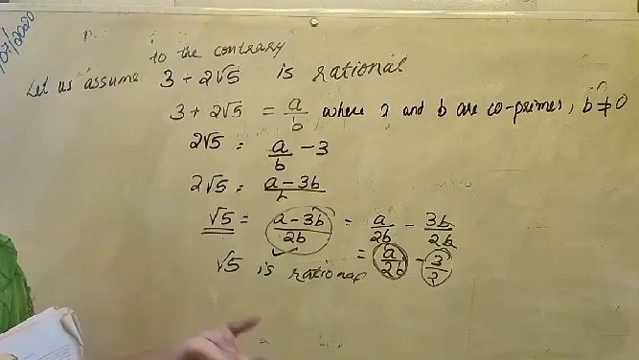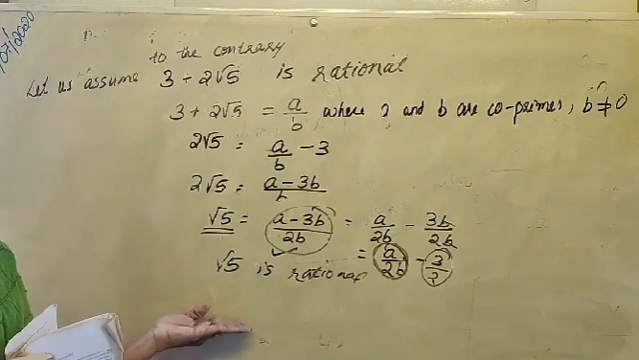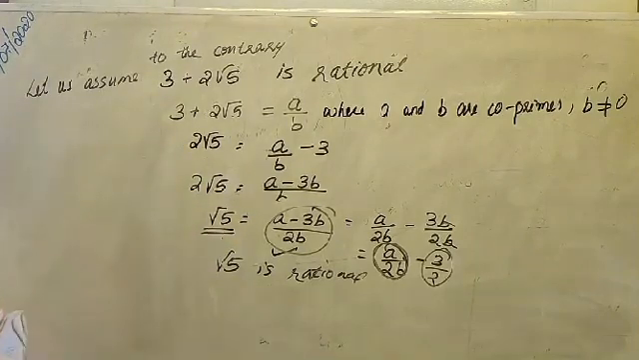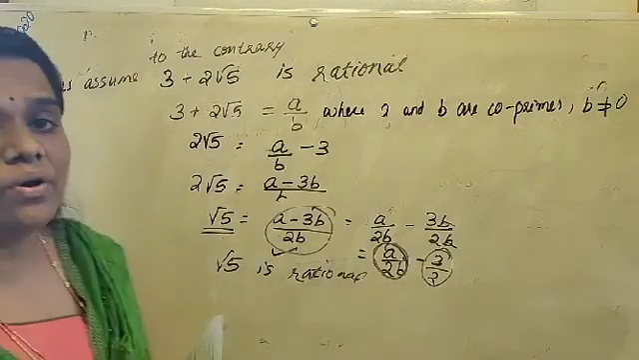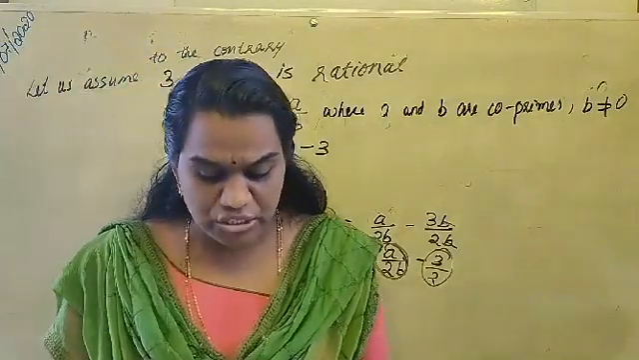If it is a 3 mark question. If it is a 2 mark question, we can directly write that this gives root 5 is rational, but we know that root 5 is not a rational number. It is an irrational number.